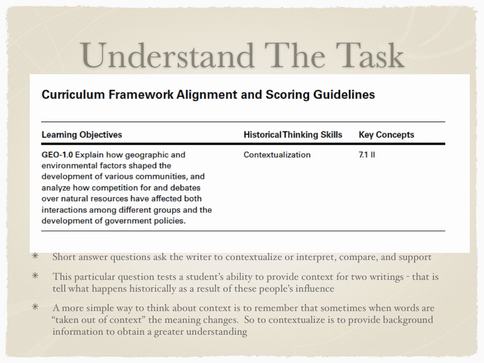We have talked about in the past how all the short answer questions ask the writer to basically do the same skills again and again. And one of those skills is contextualization or interpretation, one or the other. Comparison is usually a skill used in all of the short answer questions, and of course supporting your answer with specific information. This particular question asks about a student's ability to provide context for two writings, to tell what happens historically as a result of two people's influence.